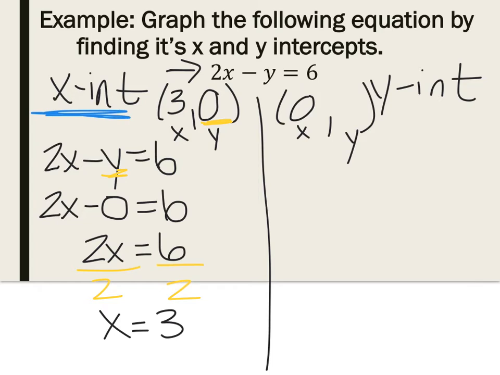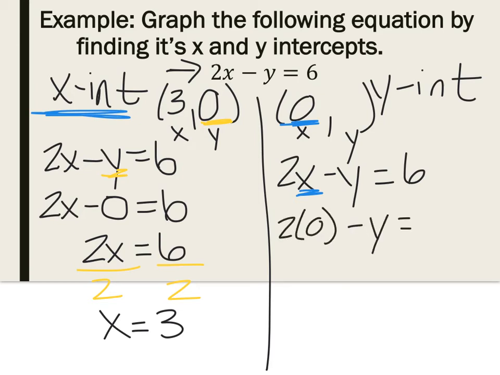Now we're going to do the same thing to figure out my y-intercept. We have 2x minus y equals 6, except with y-intercepts, 0 is in the x spot. So I'm going to replace my x with the number 0. So 2 times 0 minus y equals 6. 2 times 0 is just 0, minus y equals 6. That means I have a negative y equal to 6.